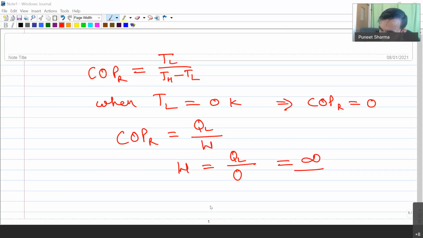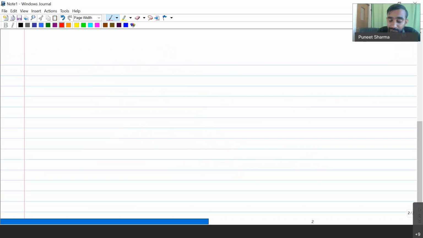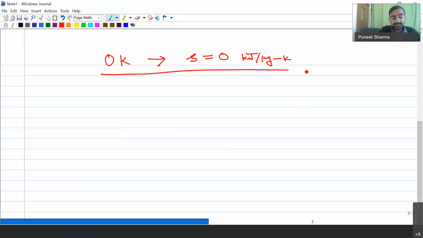Similar to entropy, we have also not found the exact value of internal energy. Let me tell you this also. We will come to know from the third law of thermodynamics. If we try to quantify the absolute value of entropy, we will find that corresponding to 0 Kelvin, our absolute entropy is equal to 0 kilojoule per kg Kelvin. But this comes into the picture only after understanding the third law of thermodynamics.